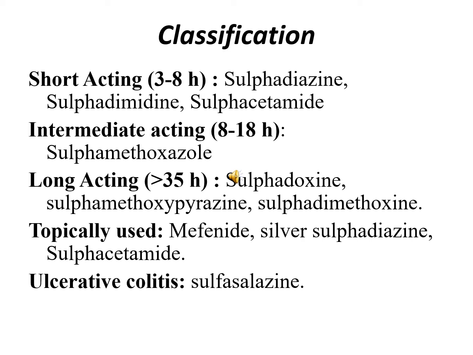Then comes long acting, whose duration of action is more than 35 hours. Examples: sulfadoxine, sulfamethoxypyridine, sulfadimethoxine. Then topically used, which are used on the skin surface. Examples are nephenide, sulfadiazine, sulfacetamide. And then comes ulcerative colitis, for which an example is sulfasalazine.